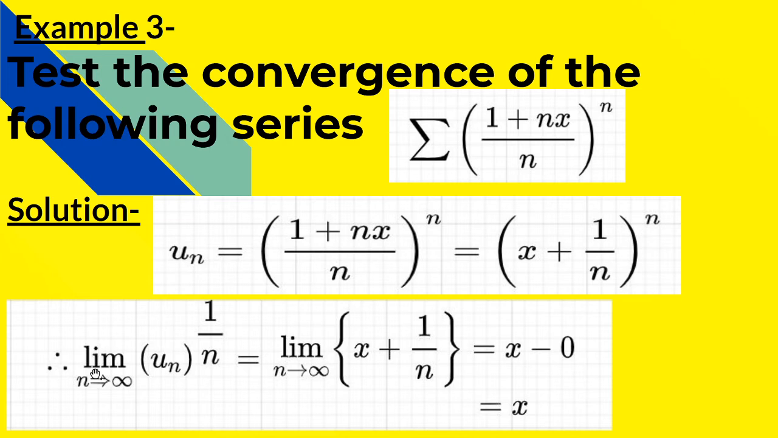Now consider limit n tends to infinity un raised to 1 upon n, and therefore that will be equal to limit n tends to infinity x plus 1 upon n. When n tends to infinity, at that time 1 upon n will be 0, and therefore this part is equal to x minus 0, that is equal to x.